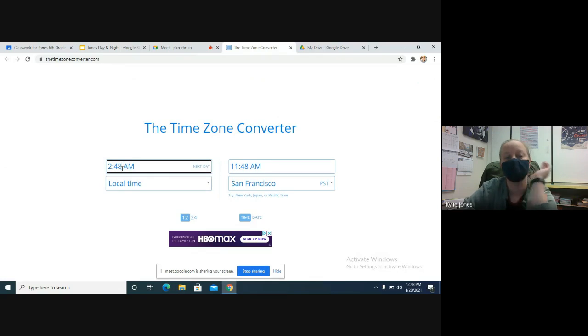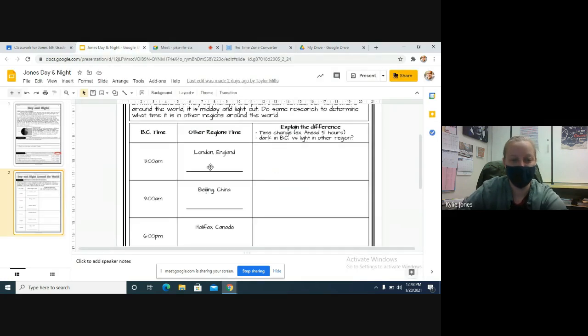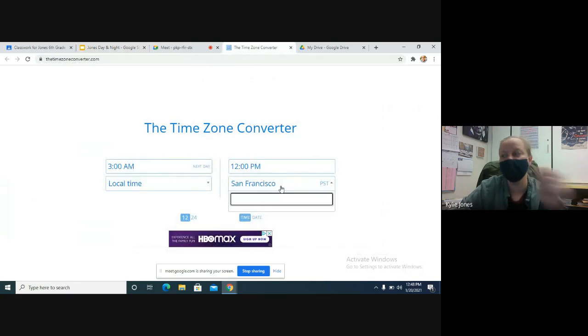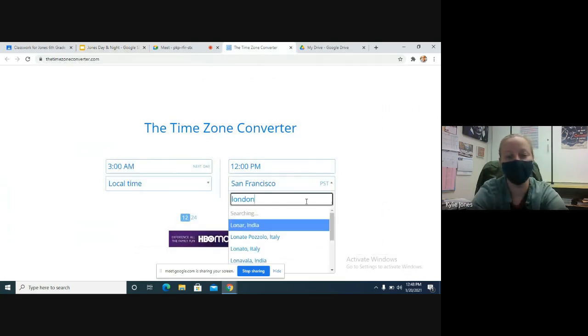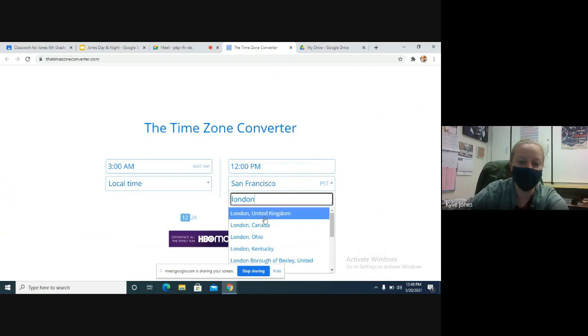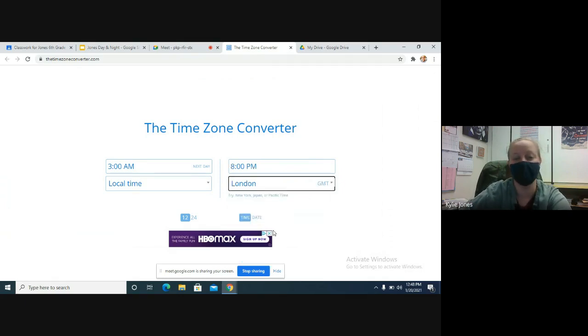So this one says 2:48 a.m. I'm going to change it to 3 a.m. local time. So that's us here in Winslow. It's going to go to whatever our time is. And then what we need to do is figure out what time it would be at 3 a.m. our time, what time it is in London, England. So where it says San Francisco, you click on it and you start typing in London. London, United Kingdom is the same thing as London, England. So you click on it.